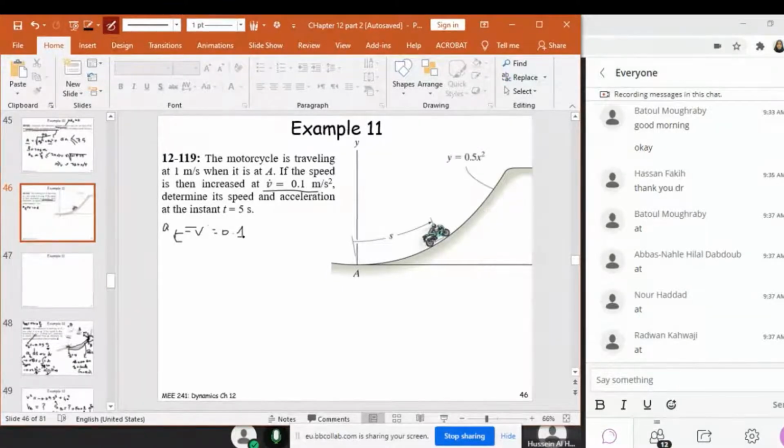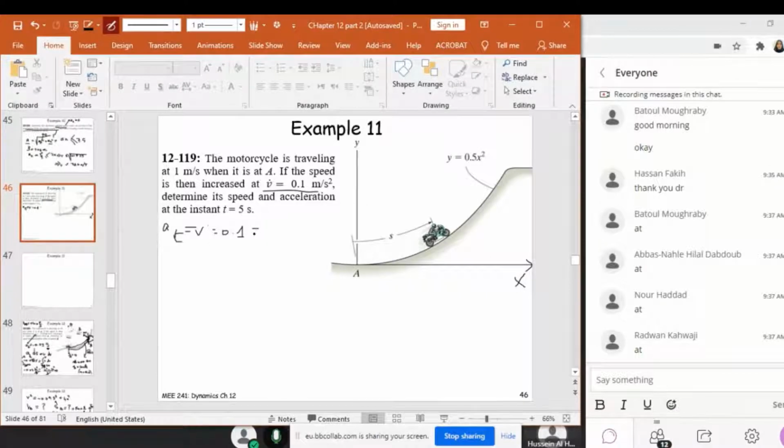I need to determine its speed, which is the magnitude of this velocity, and the acceleration at t equal to 5 seconds. So I know the time, I need to find the speed and the acceleration. And don't forget, guys, that I know the equation of y in terms of x. So I know the equation of this curve here. It is the equation of y in terms of x, and I need to find the speed and acceleration. How to start?